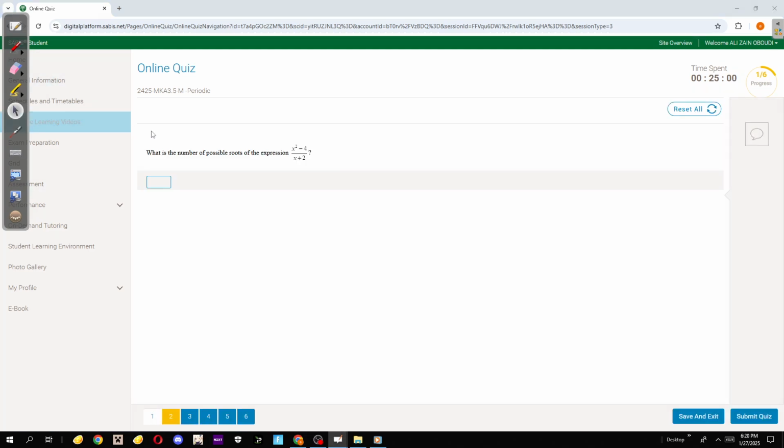For this question, it's asking for the number of possible roots. Not what is the root, the number. Focus on questions like that. Don't rush through the exam and make a silly mistake like that.